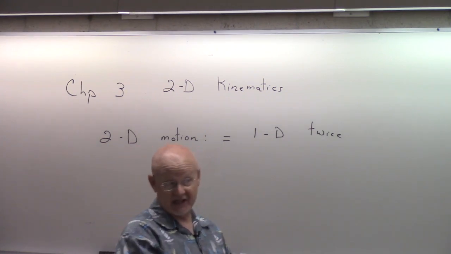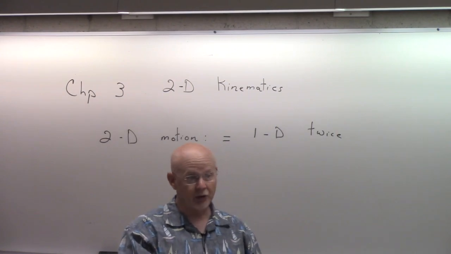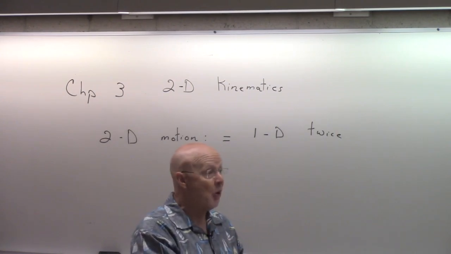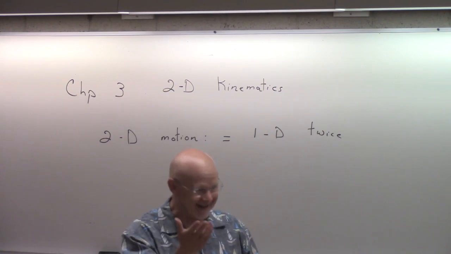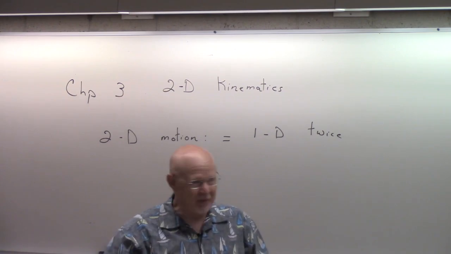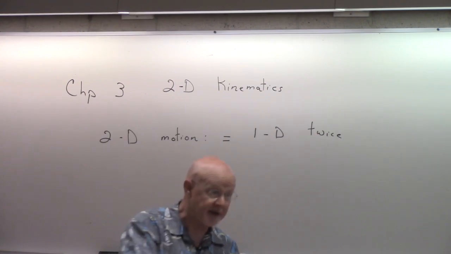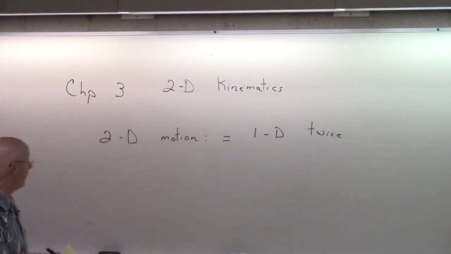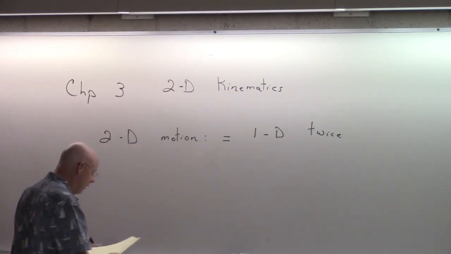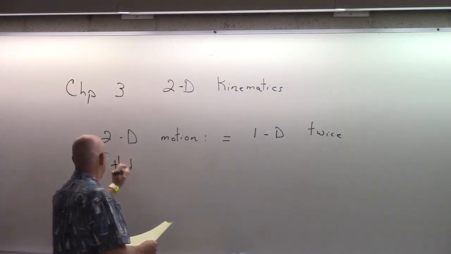Because what you're going to see me do is a bunch more examples, and I will do 2-dimensional examples, but the way I will do them is I will do x separate from y. And so I will be just doing 1 dimension twice. So it's really important you learn how to do 1 dimension first. Then it makes this chapter fairly straightforward, because we'll just do 1 dimension twice. I like to put it this way.